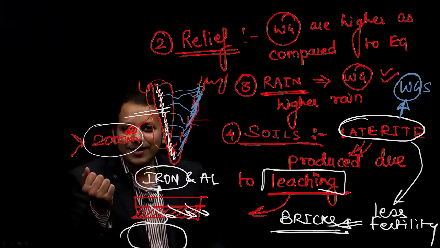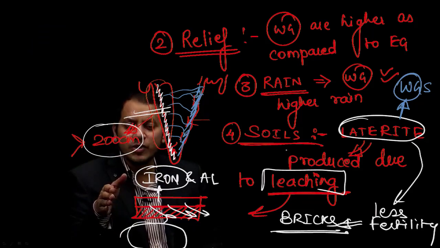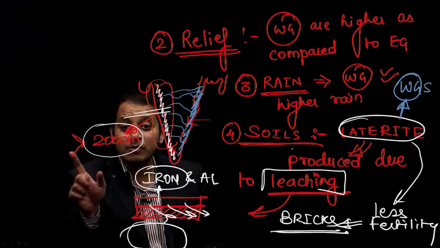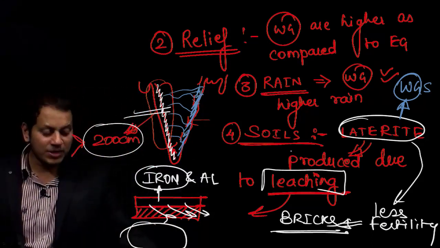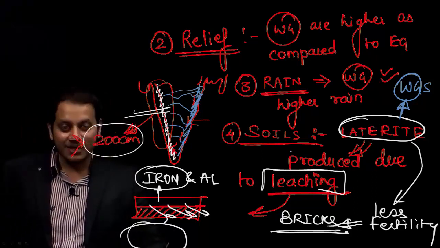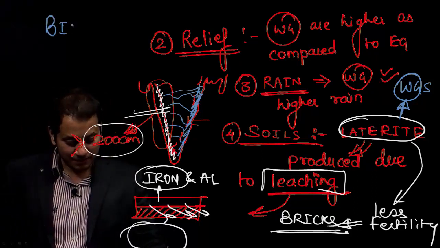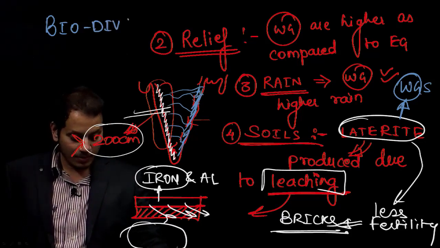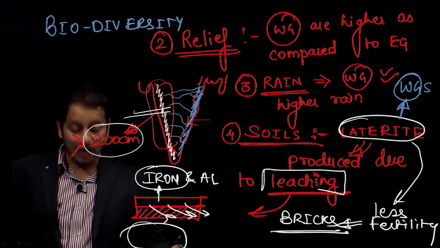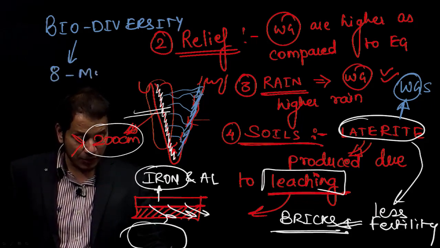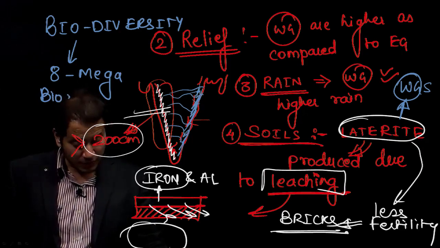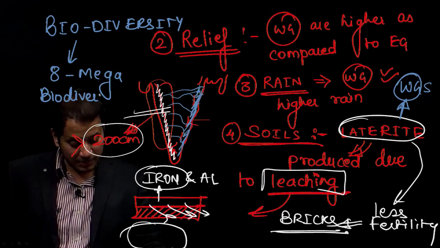After soil, what about the rainfall? Rainfall says soils. What about the natural vegetation? Where will there be more dense forest, where is the biodiversity more? In the Eastern or Western Ghats? If you remember what I told you, you must be familiar with the terms of the biodiversity. Now, the Western Ghats have been declared as one of the 8 mega biodiverse regions of the world.